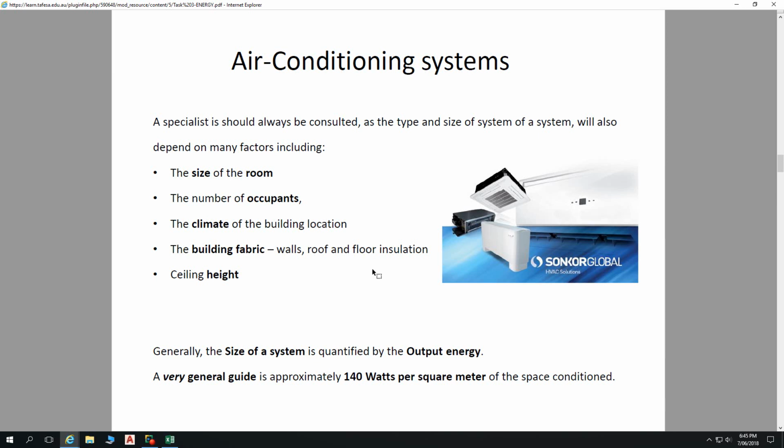So with our more complex scenarios, what's considered is the size of the room, but also the number of occupants, because people give off heat, they contradict the cooling power of the air conditioner, and that air conditioner has to take into account extra load for extra people. The climate of the building location, so that can be whether it's a climate that has high extremes or high temperatures, but it can also take into account the humidity of a location as well. The building fabric, walls, roof, and floors, and of course the insulation of that building.